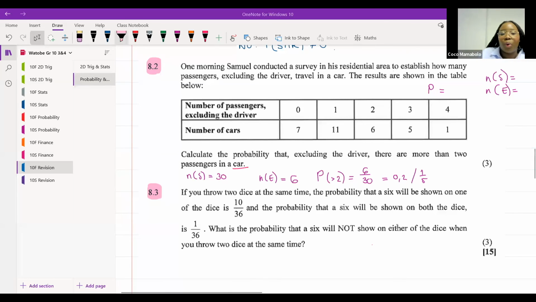It says, if you throw 2 dice at the same time, the probability that a 6 will be shown on one of the dice is 10 out of 36. And the probability that a 6 will be shown on both the dice is 1 over 36. What is the probability that a 6 will not show on either dice when you throw 2 dice at the same time?